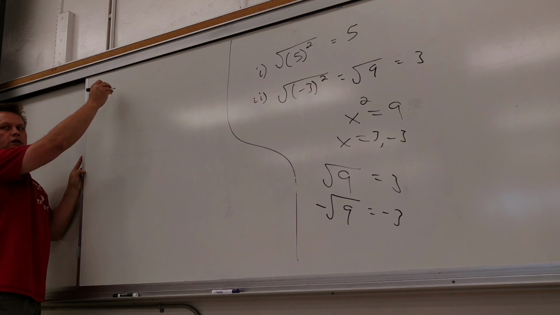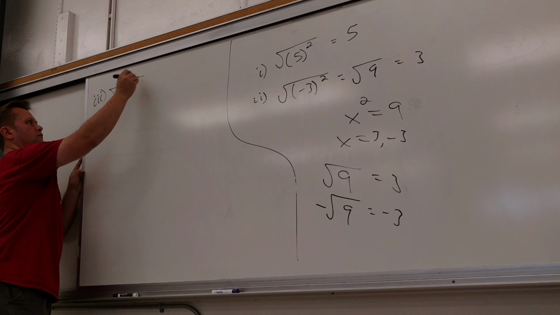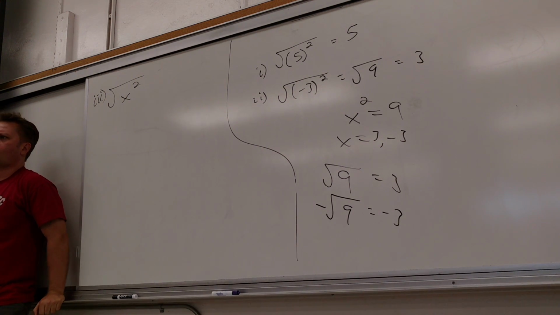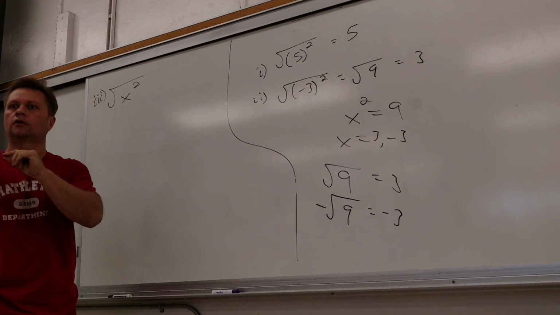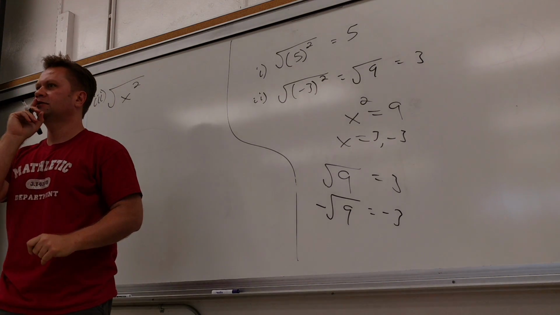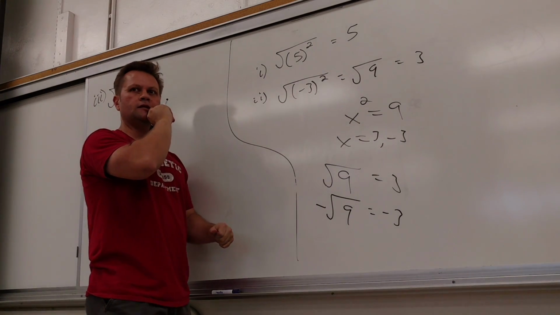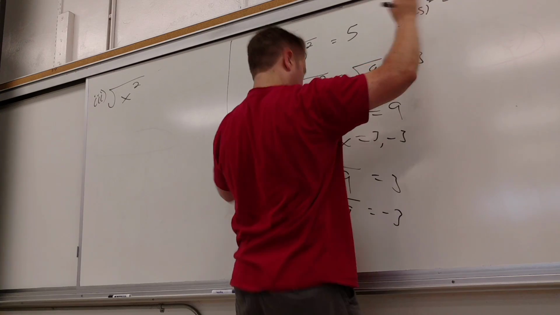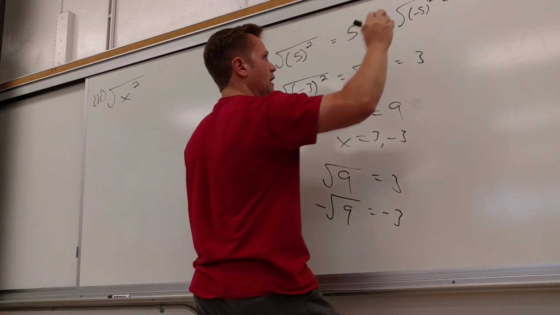Alright, so what about, you ready? No. Negative and positive. No. Good try. What's the square root of 5 squared? 5. What's the square root of negative 5 squared? 5.